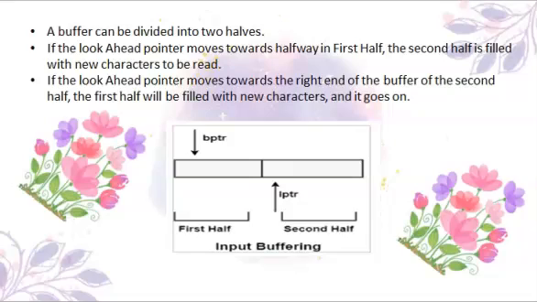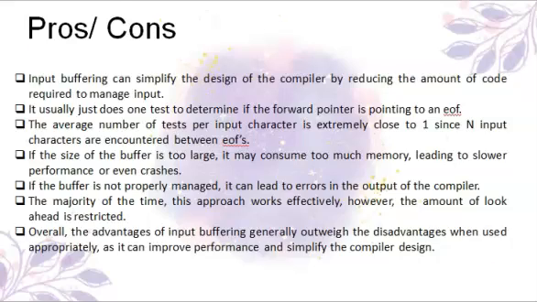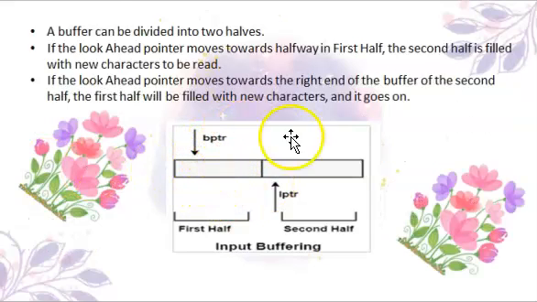Generally, a buffer can be divided into two halves. If the look ahead pointer moves towards the end of the first half, the second half is filled with new characters to be read. When the look ahead pointer moves towards the right end of the buffer, the second half, the first half will be filled with new characters, and it goes on. It has been shown in this picture, the begin pointer and the look ahead pointer. This is the first half and this is the second half. This is our input buffering concept.